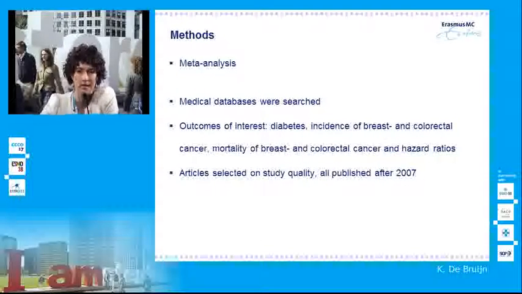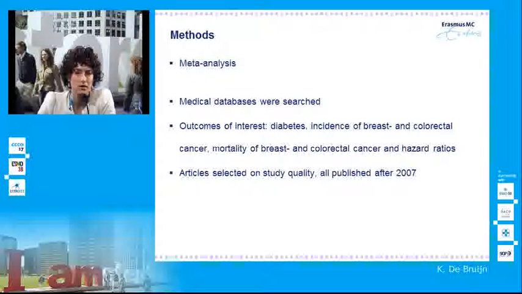Well, we performed a meta-analysis. What is a meta-analysis? You take already performed studies and pool them all together to obtain a pooled outcome, which is more reliable than just one study at a time. So we searched medical databases to find articles, and these articles had to contain the following outcomes of interest, namely diabetes, incidence of breast and colorectal cancer, and mortality of these cancers. As an outcome measure, we wanted hazard ratios, which are a certain type of risk ratio.